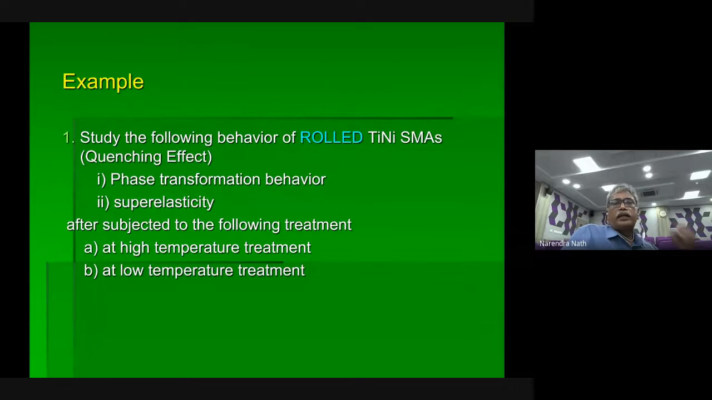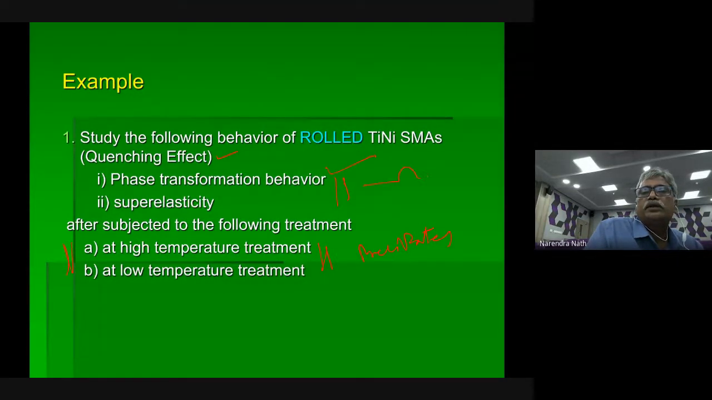Now take an example. Study the following behavior of rolled titanium nickel shape memory alloy. This is the quenching effect. We talked of phase transformation behavior and superelasticity. For that we subjected it to the following treatment: one is a high temperature treatment, another is a low temperature treatment. This is, as I said, to take care of precipitates, whereas phase transformation behavior is anyhow a must.